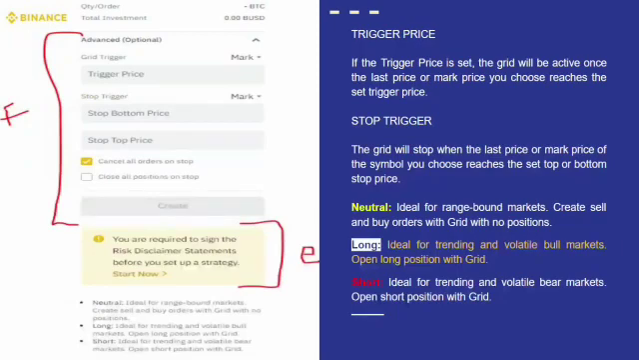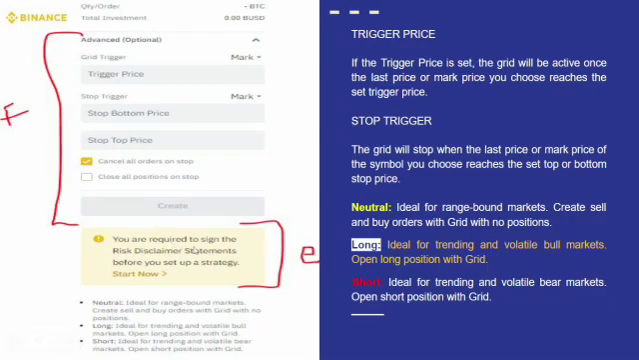Next you need to be aware of are the additional or advanced options which are available for editing. So experienced traders may decide to input a trigger price. If the trigger price is set, the grid will be active once the last price or mark price you choose reaches the set trigger price. For the stop trigger, the grid will stop when the last price or mark price of the grid symbol you choose reaches the set top or bottom stop price. So users who are familiar with this could decide to edit these in order to get a more favorable trade or to get the best out of the trade.